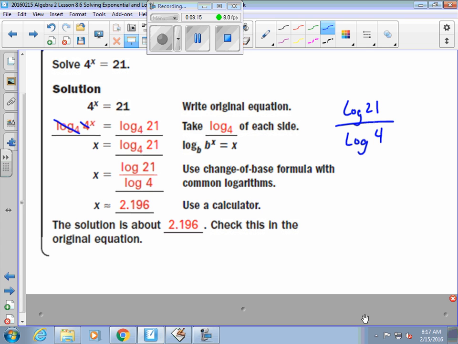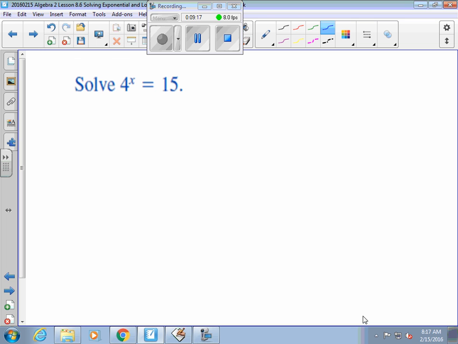Let's do the same thing again in the margin with this problem. Solve 4 to the x is equal to 15. And again, look at the example as you get stuck. Take about 45 seconds on that one.